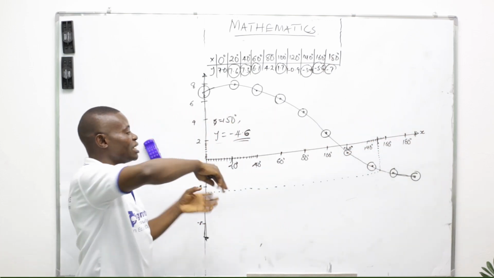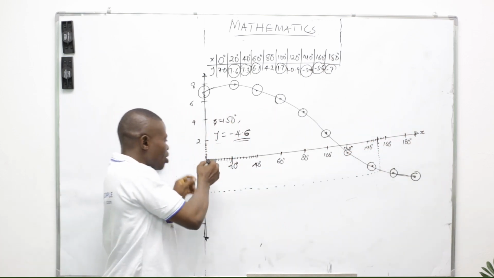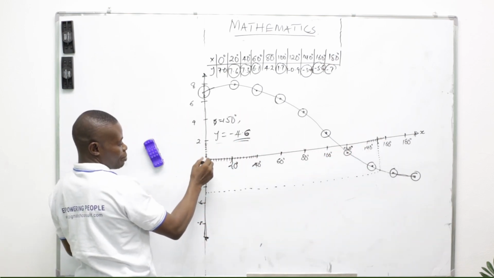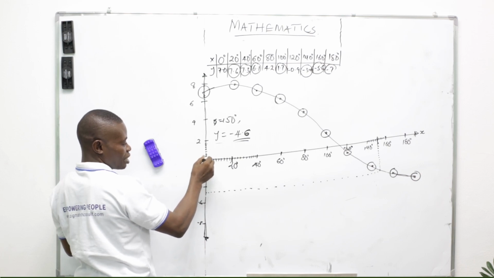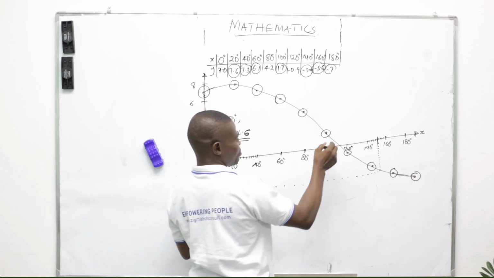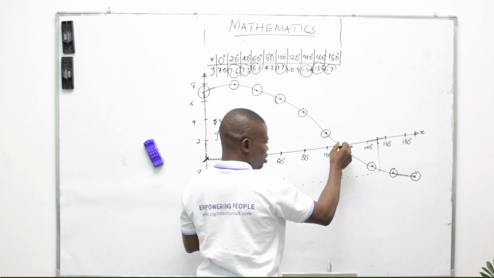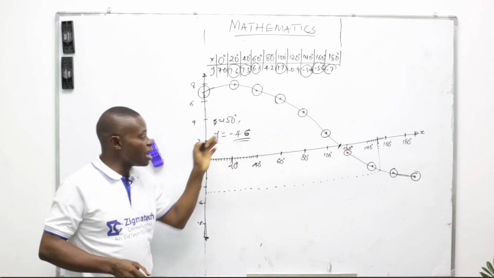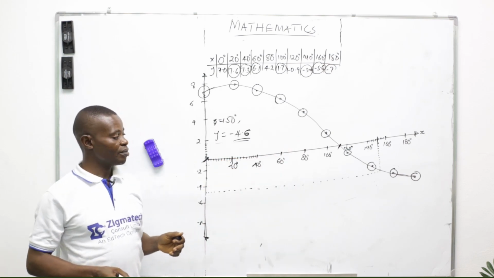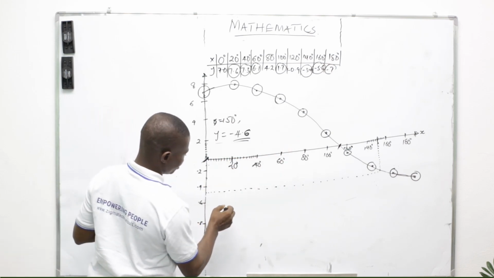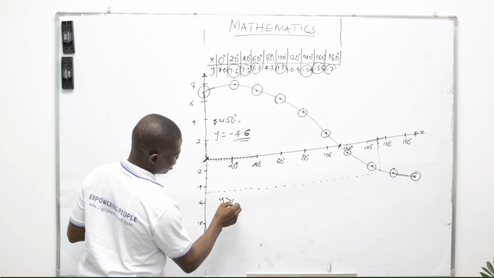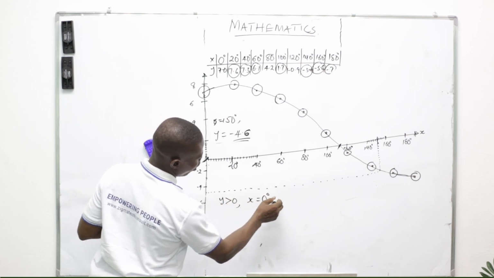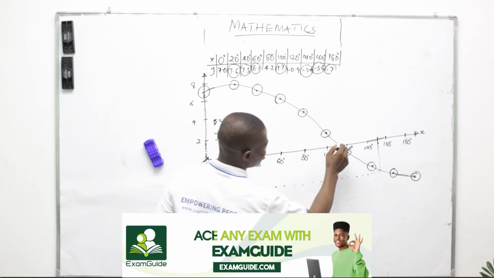Where y will be greater than 0 is on this line now. The first representative of x is 0 degrees, and the next representative is this. In other words, this indirectly means the first representative and the root of this equation. Now, if y is greater than 0, x equals 0 degrees, or x is what?